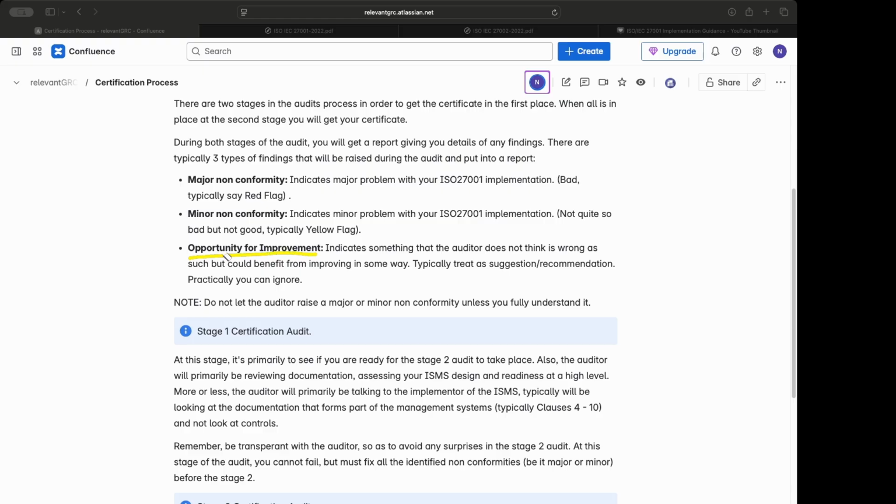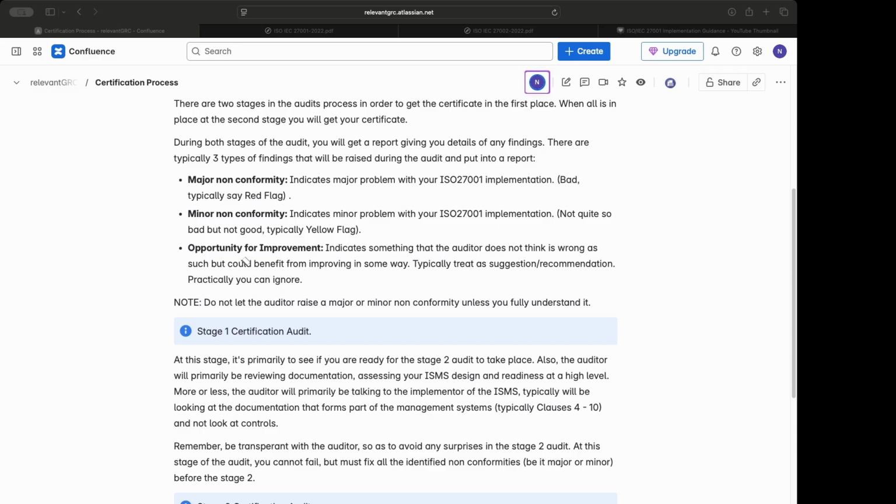One other thing I would tell you is that you should not let the auditor raise a major or minor non-conformity unless you fully understand it. Typically, if any non-conformity is raised by an auditor, you can explain or disagree with the auditor that this is not a non-conformity, and explain what you are doing to make sure that this particular standard or requirement is being adhered to.